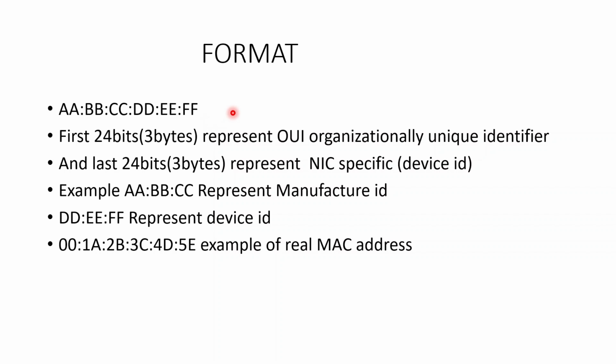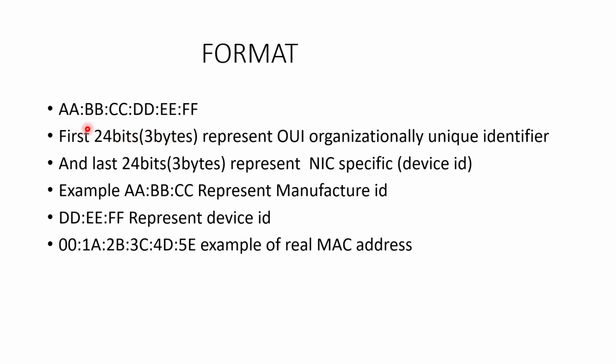Okay, so here is the format of the MAC address. MAC addresses are represented in hexadecimal. So MAC addresses are 48 bits long. Now, the first 24 bits of the MAC address represent the organizationally unique identifier. The 24 bits is equivalent to 3 bytes. Once you convert the 24 bits into bytes, we are going to get the 3 bytes. So worry not about these 3 bytes. This is equivalent to 24 bits.